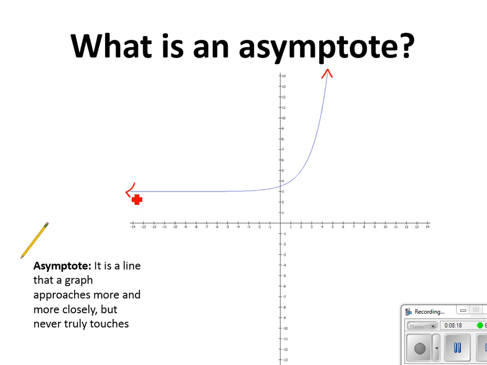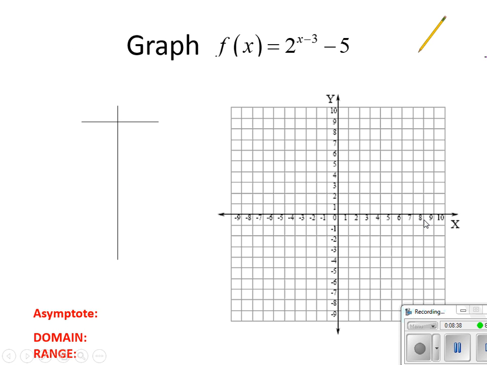Now, what value is this approaching? Well, it's approaching 3. It's never going to touch 3, so the asymptote is y equals 3. Okay, so the domain of this function would be all reals. The asymptote is y equals 3, and so then the range would be y is greater than 3. All right, let's try a couple more examples.